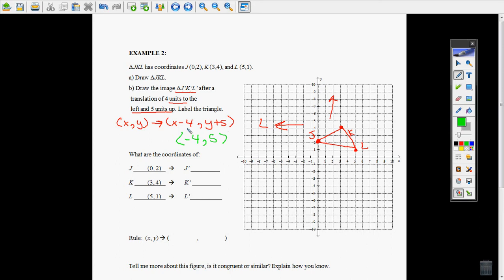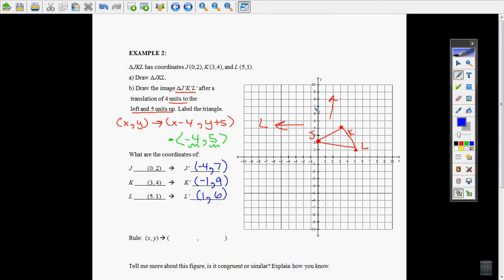Okay. So this is the vector notation that I was just talking about. And this just means you're subtracting 4 from the x and you're adding 5 to the y. So now we can look at these points here and just subtract 4 from each x. So 0 minus 4 is -4. And then we're adding 5 to the y. So 2 plus 5 is 7. 3 minus 4 is -1. 4 plus 5 is 9. 5 minus 4 is 1. 1 plus 5 is 6.